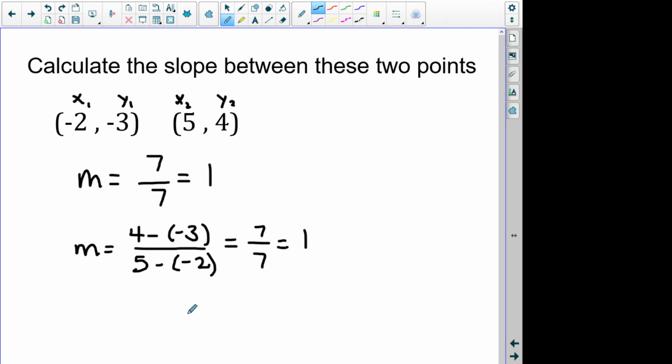Pick a method that works best for you. There are lots of different ways of doing it. You could also graph these and count them, but for me anyway, the simplest way is to mentally calculate: from -3 to 4, it changes by +7, and from -2 to 5, it changes by +7.